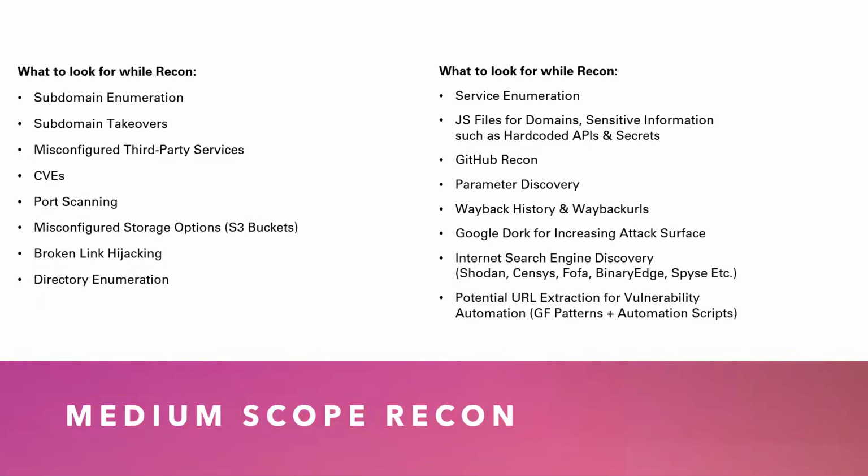You can perform internet search engine discovery using Shodan, Censys, FOFA, BinaryEdge, and Spyse. Spyse is a new yet good tool. I use it personally for a long time now. Shodan and Spyse are the two tools which I prefer to have in my arsenal. Again, potential URL extraction for vulnerability automation is the same as we did before.